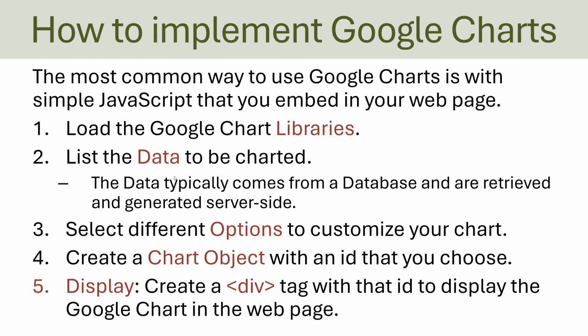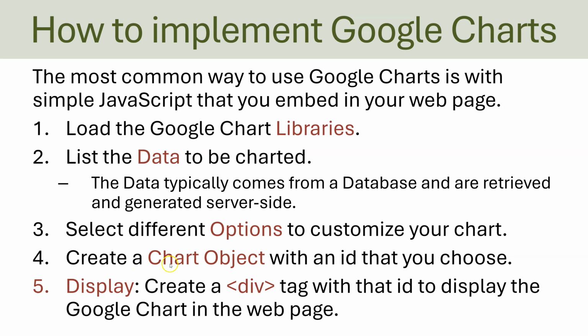So here's an overview of the different steps you need to do in order to implement Google Charts within your web pages. So first you need to load the Google Charts libraries. Then you need to list the data to be charted. Typically that data comes from a database and are retrieved and generated server-side using PHP, etc. In this tutorial we will use PHP. You need to select different types of options to customize your chart. Here you specify chart type, x-axis, y-axis, title, legends, etc.